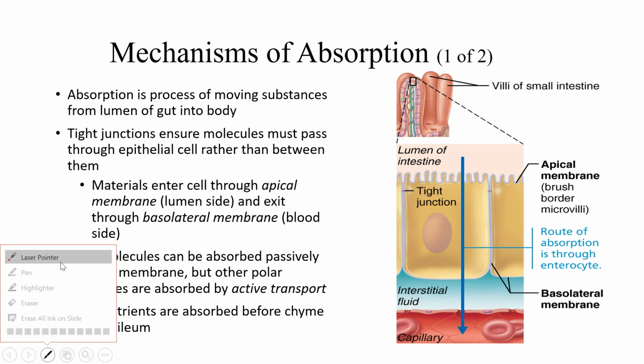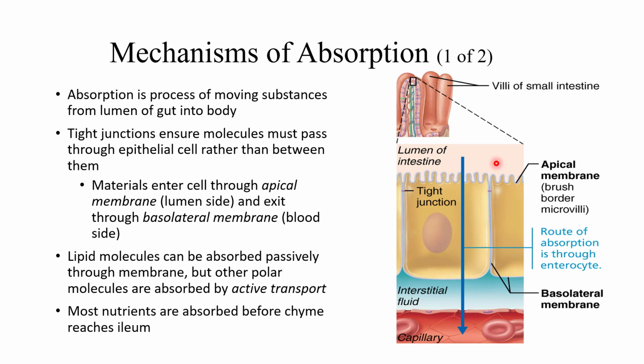Let me turn on my laser pointer. This section here that faces the lumen of the gut itself is the apical section, and you can see the microvilli. So materials enter the cell through the apical membrane and exit through the basolateral membrane. This is the base or the lateral membrane. Then it goes on to pass through the interstitial fluid and ends up in the capillary.